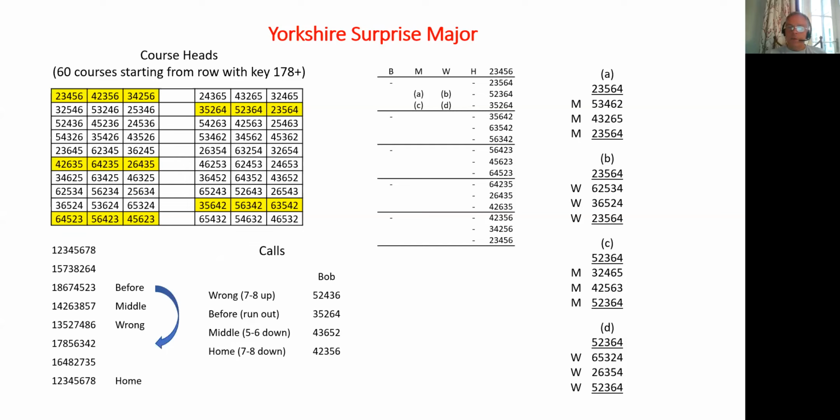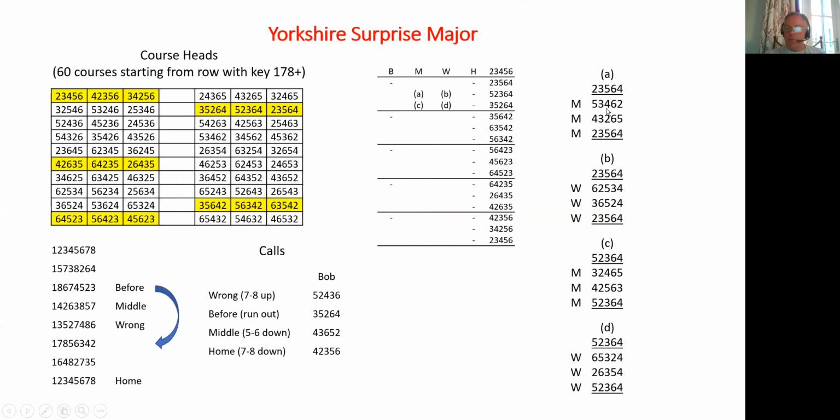So if we try to call 3 middles at this position A, over on the right hand side I'm showing what course each of those calls would take us into. We're starting from course 23564. The first call at middle would take us to course 53462, and if we check in our table on the left, 53462 is here. That's available. 54326 is not being wrong, so that's okay. That seems okay. That could work.